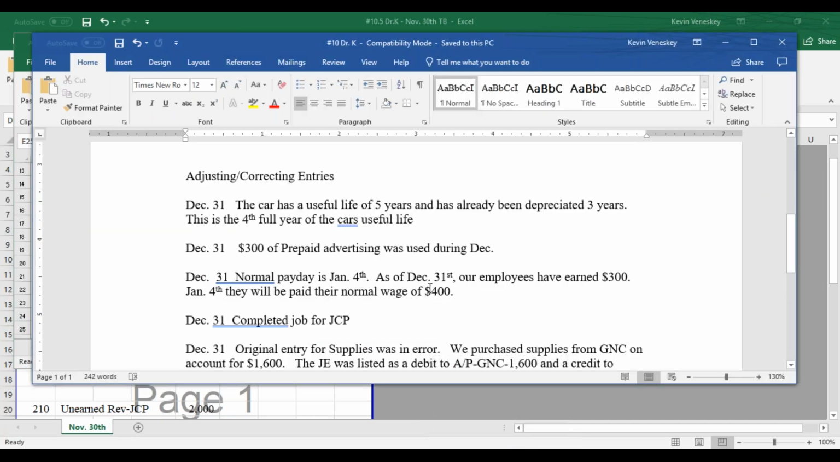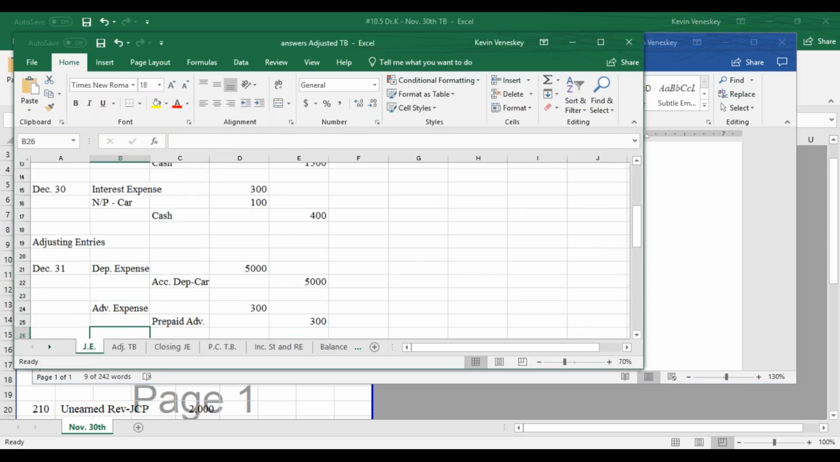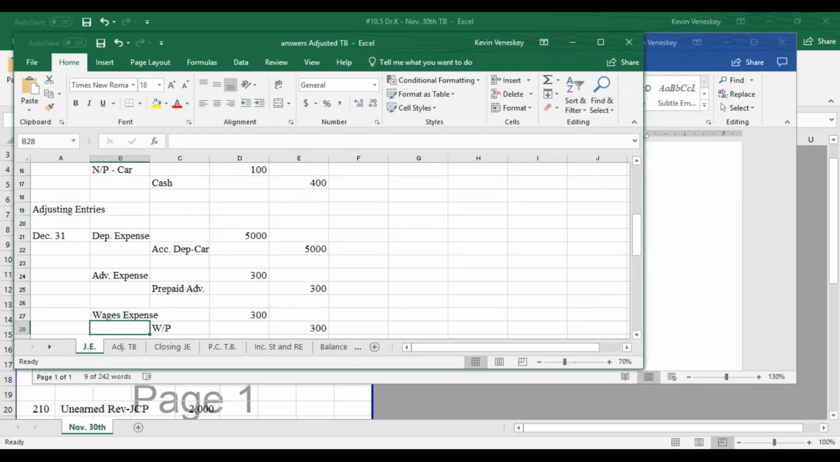Normal payday is the 4th. However, we don't really care about that. All we care about at this moment is how much our employees earned as of the 31st. Just because they're getting paid $400 on the 4th, I'll take care of that next year on the 4th. We'll see how to do that in week 4 and week 5. Right now, all we care about is updating our books as of December 31. So we need to debit to show that our employees have worked. And why did they work? Well, usually for cash, but we haven't quite paid them yet. We owe them. So remember, that's called wages payable. So debit our wage expense, credit the wages payable.